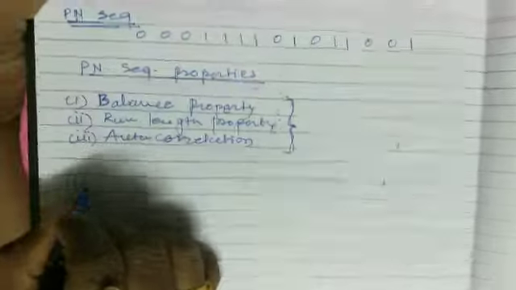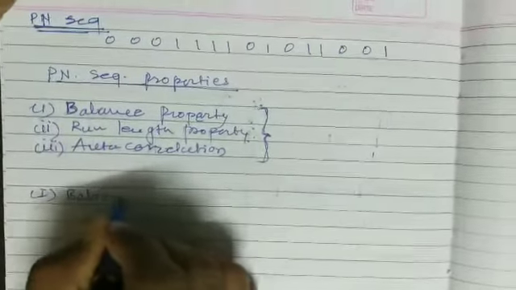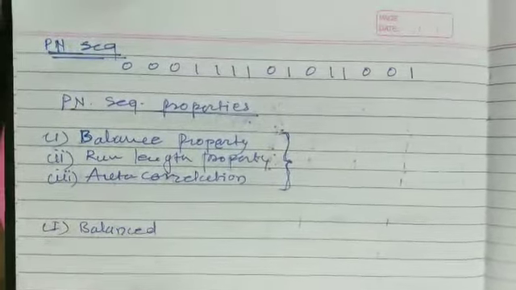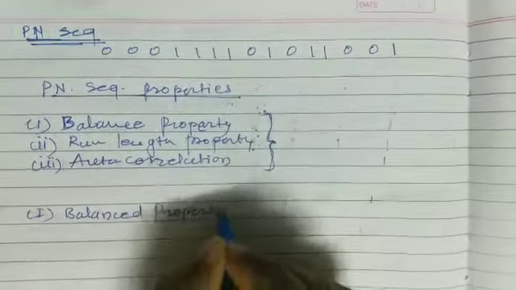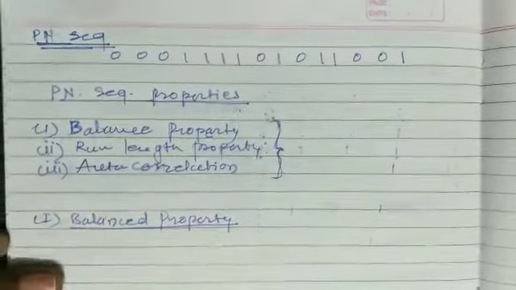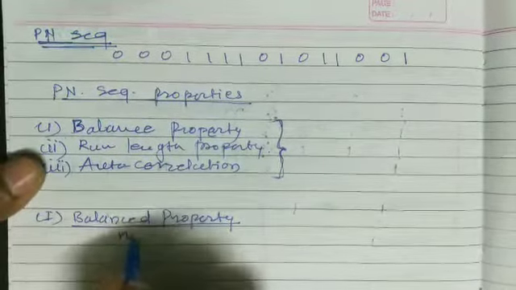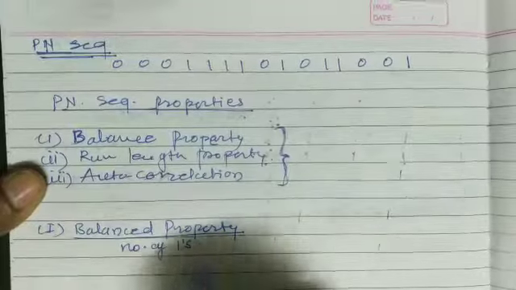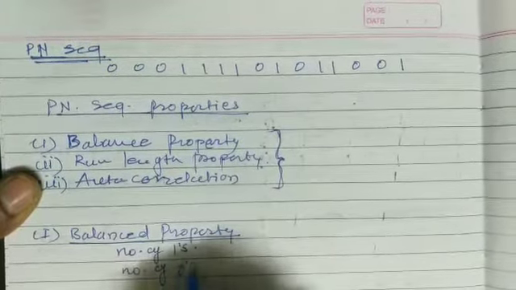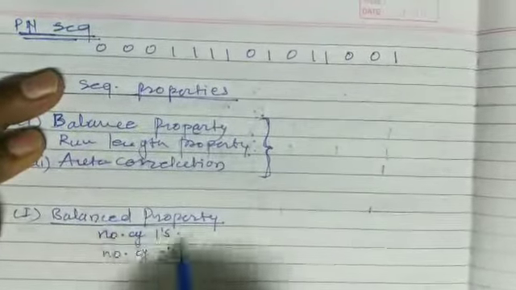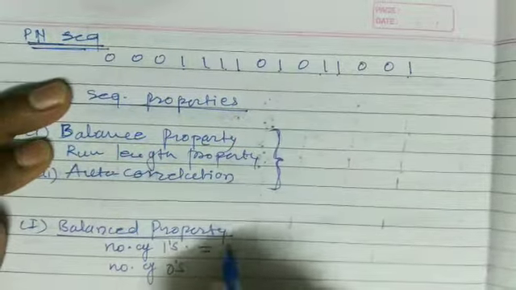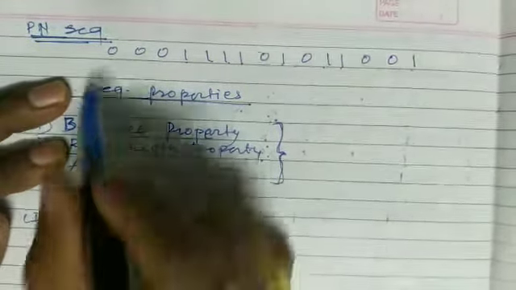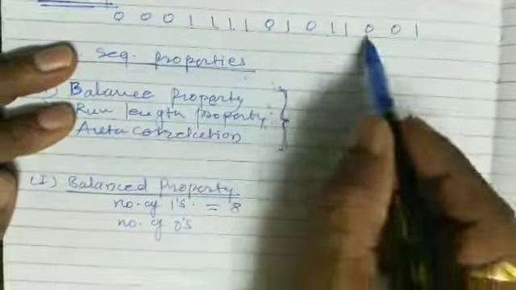The very first property is the balance property. Now if we count the number of ones and the number of zeros in the PN sequence, suppose we count the number of ones: 1 2 3 4 5 6 7 and 8. There are a total of 8 ones, and if we count the number of zeros: 1 2 3 4 5 6 and 7.